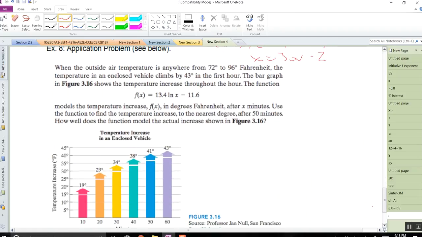Last, we have a word problem. If you take a look at the word problem, they have all this noise here in the beginning, but really all they want is the temperature change at 50. You just plug in 50 for x. Work it out. And you should get something that's close to 41. I think it's 40.8, I can't remember.